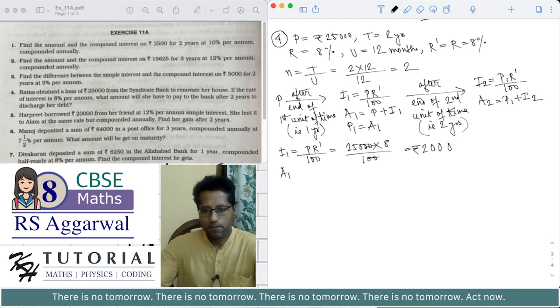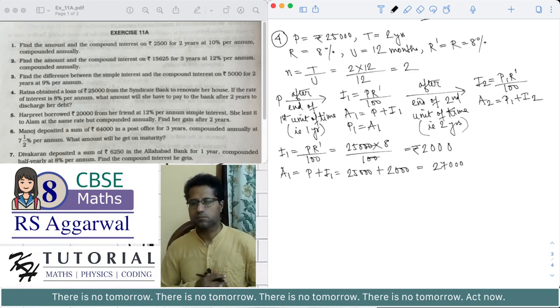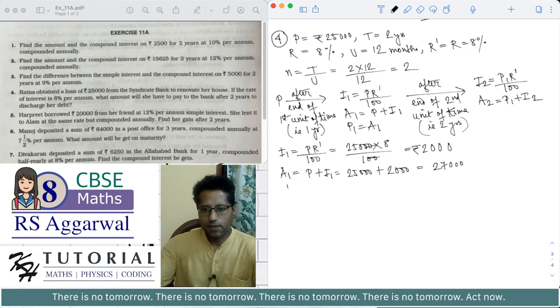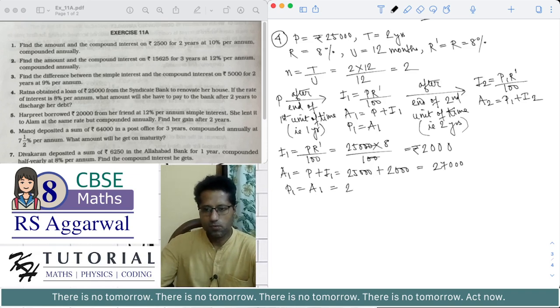The amount will be P plus I1, which is equal to 25,000 plus 2000. This is equal to 27,000. And the next principal will be equal to P1 is equal to A1 is equal to 27,000.